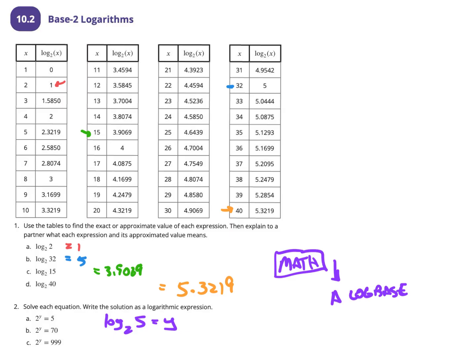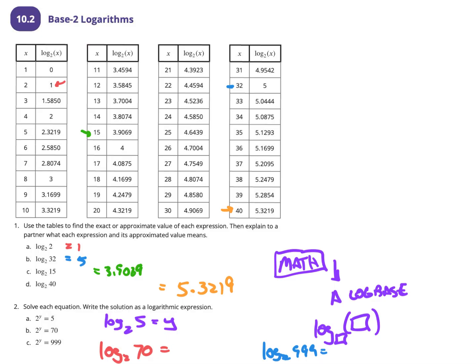And now, when you hit enter, you're going to see log. You're going to see a square here and a square here. Put the 2 and the 5 in the boxes. Hit 2, right arrow over, put the 5 in, hit enter, and you will get your number. So the next one is log base 2 of 70 equals what? And then the next one is log base 2 of 999 equals, and let's punch these into the calculator.